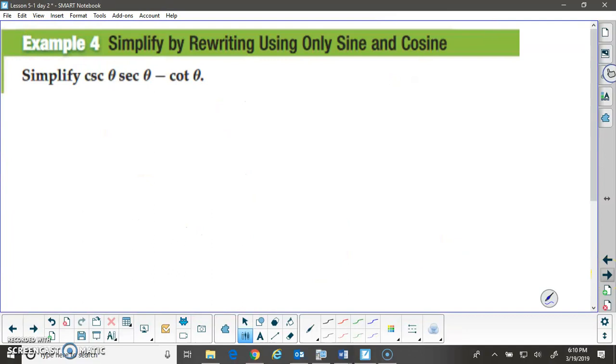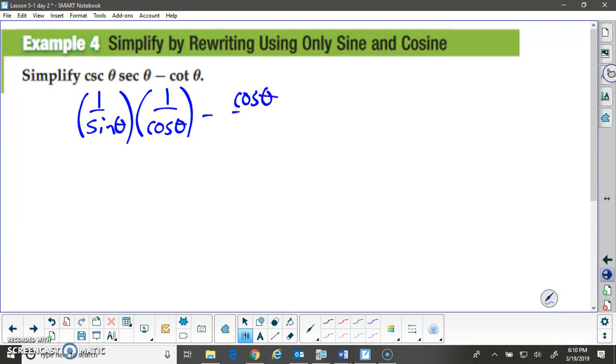Here's another example that's done pretty similar. The first strategy, try to use a Pythagorean identity, doesn't work here because we don't have any trig functions squared. So we'll go on to strategy number 2 and change everything into sines and cosines. We change the cosecant into 1 over sine. We change the secant into 1 over cosine. And then the cotangent, we change that into cosine over sine.